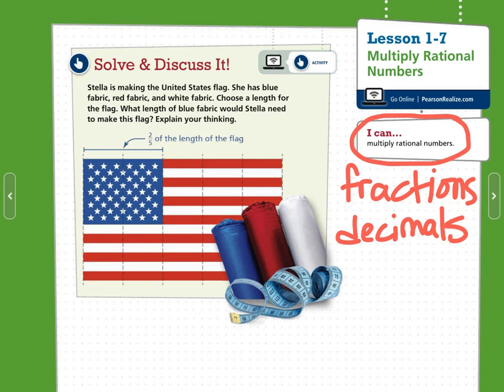For this lesson, our focus is going to be on the actual computation piece. The good news is that multiplication with rational numbers, or fractions and decimals, that are positive and negative are going to follow the same rules as they did for multiplication with integers. So the great part is you don't have any new rules to learn. In this lesson, you just have to remember how to multiply fractions and how to multiply decimals.